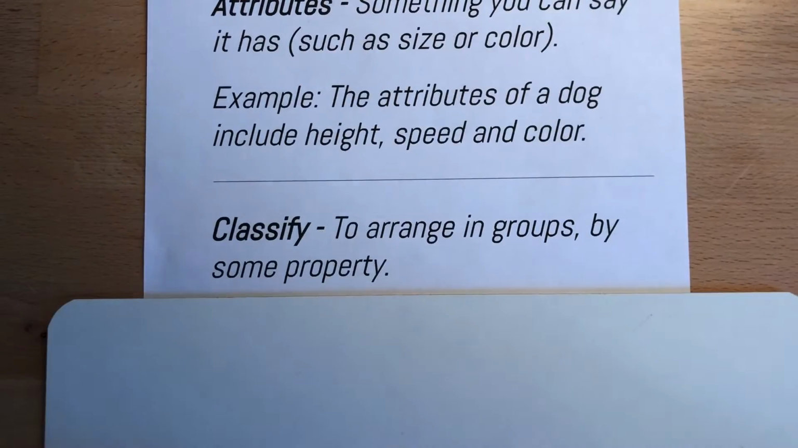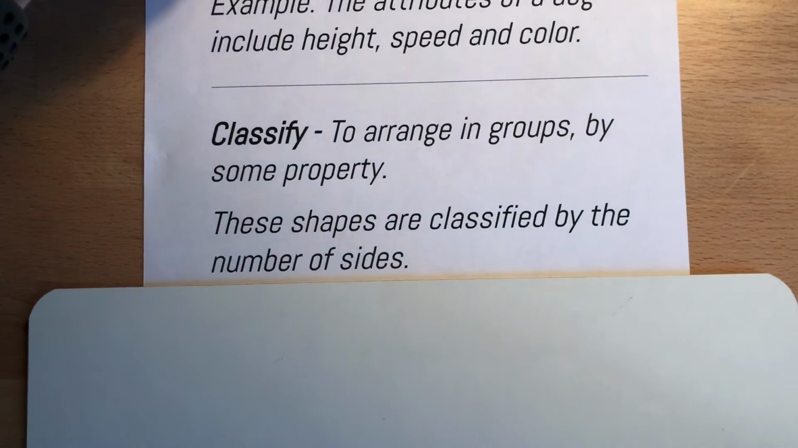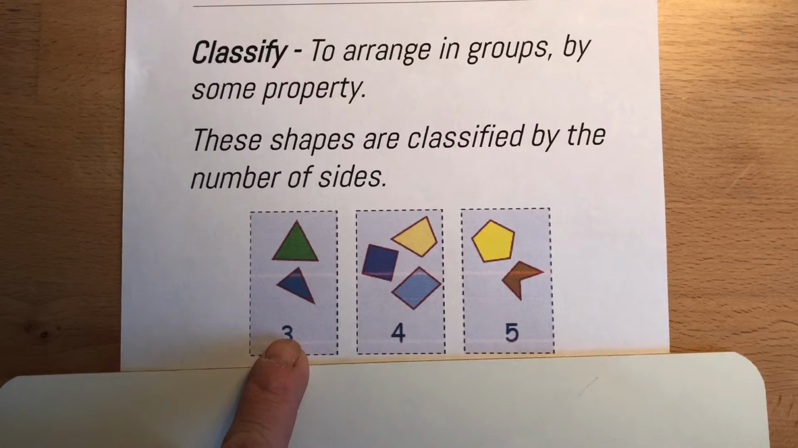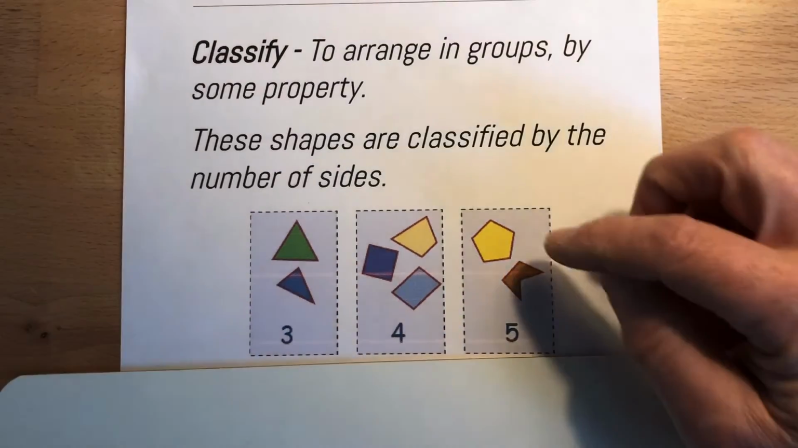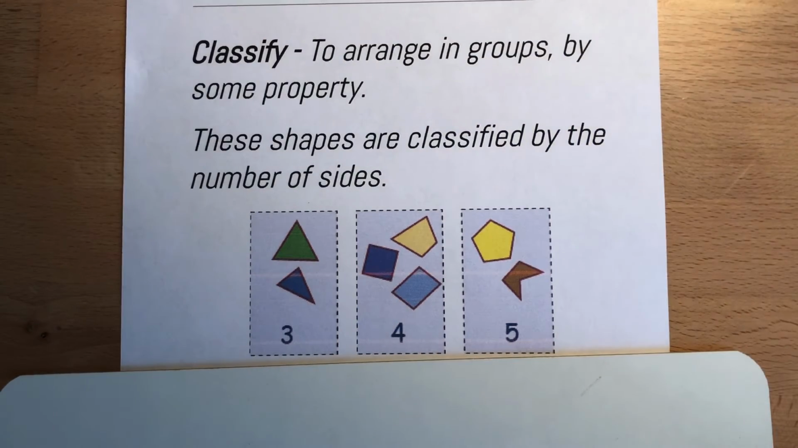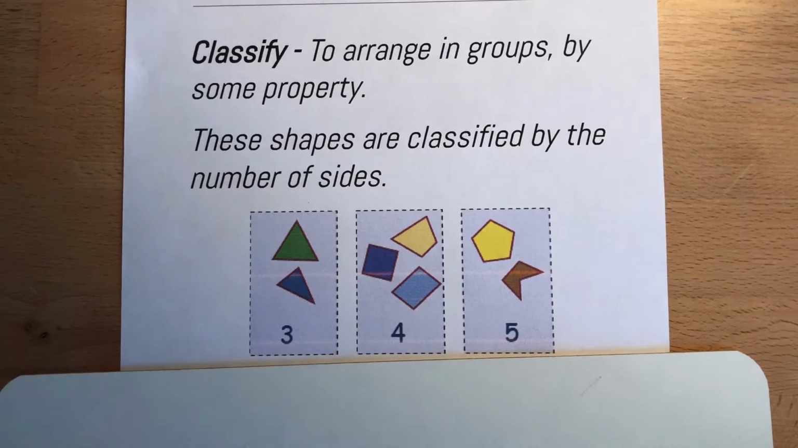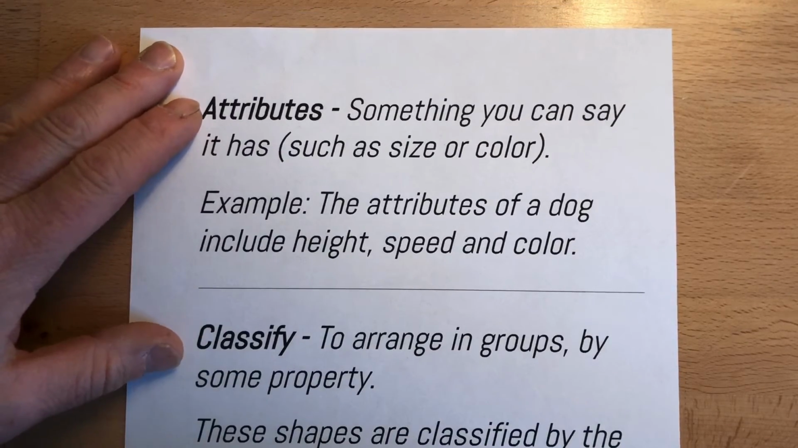So classifying means to put in groups. Here's an example. Down here it says, these shapes are classified by the number of sides. These are triangles. Over here are 4-sided figures, quadrilaterals. And over here are 5-sided figures, pentagons. I could have also sorted these by color and put them into different groups. So that's what we're talking about: attributes of a shape and classification.